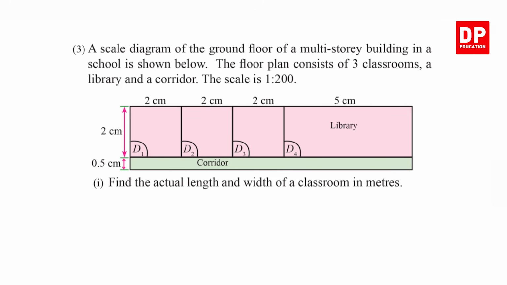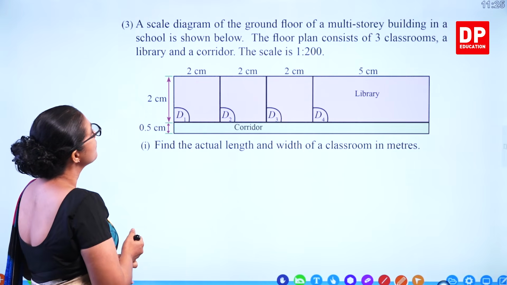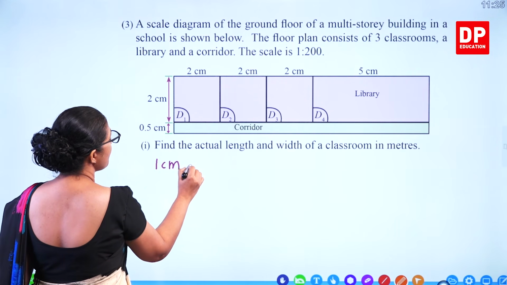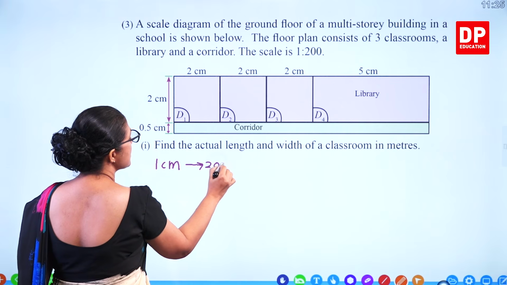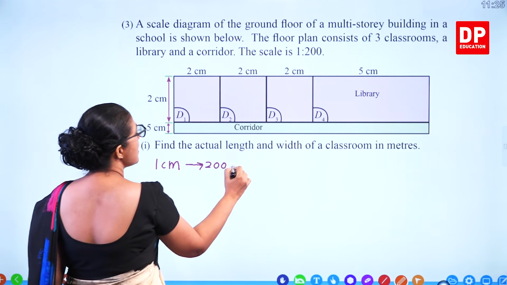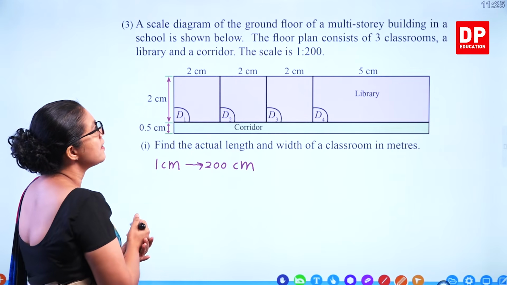A scale diagram of the ground floor of a multi-story building in a school is shown below. The floor plan consists of 3 classrooms, a library, a corridor. The scale is 1 to 200. Find the actual length and width of the classroom in meters. So 1 centimeter represent 200 centimeters. That's the scale given.